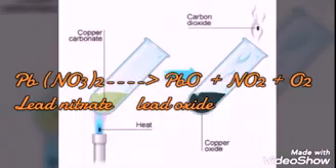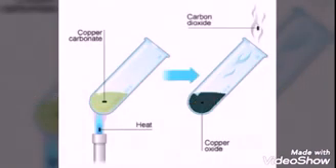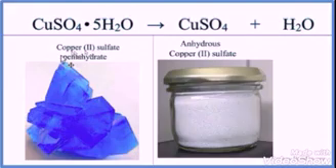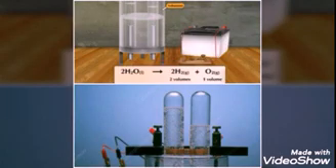The next example, green color copper carbonate, decomposes on heating to form black colored copper oxide with the release of carbon dioxide. Here, the blue colored copper sulfate crystals on heating give out water molecules and form white anhydrous copper sulfate. The second type of decomposition is electrolytic decomposition.